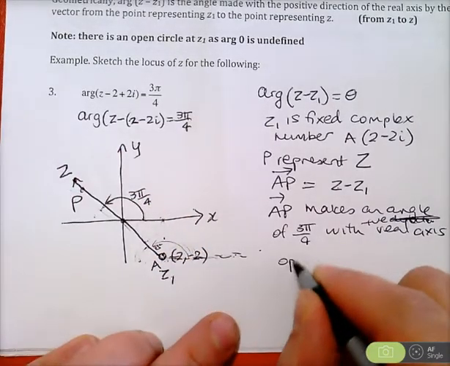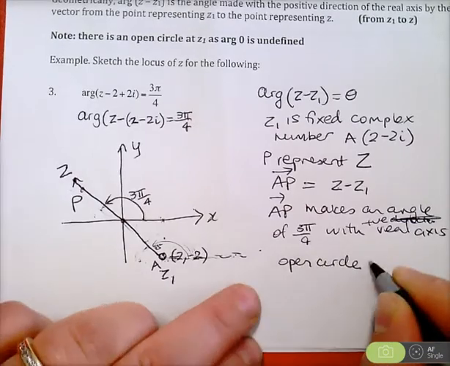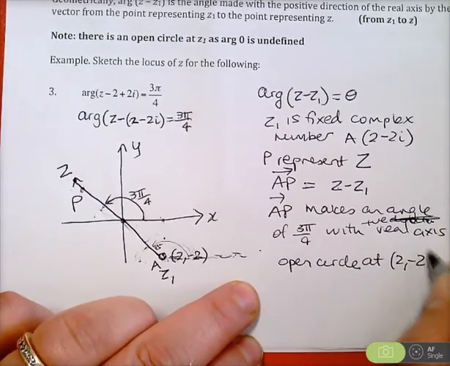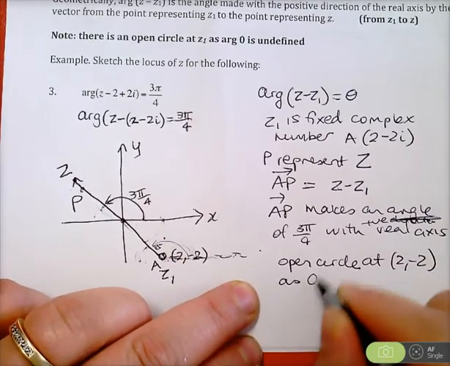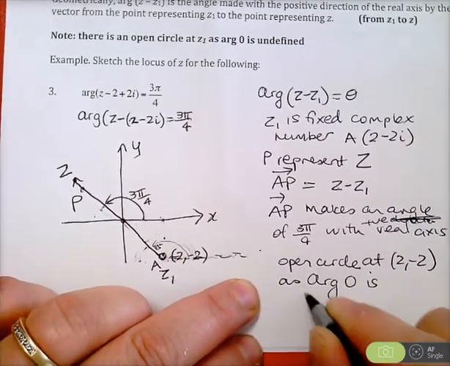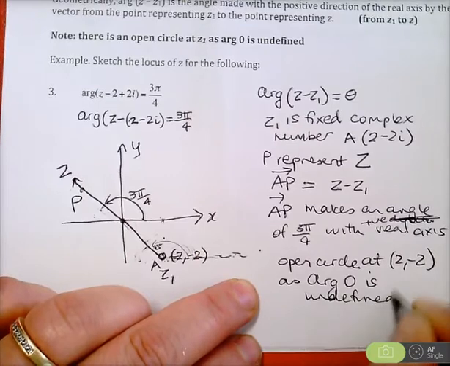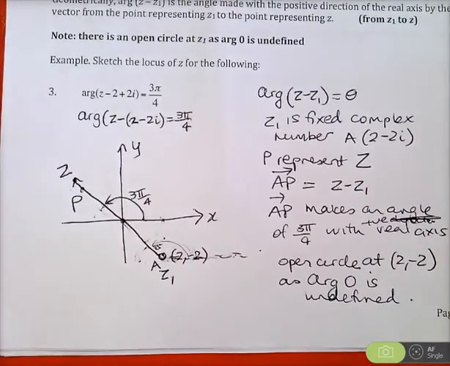Just note, we've got an open circle, just a few things to note. Open circle at 2 minus 2i, as the reason arg 0 is undefined. Okay? Now, we'll go to the next page.